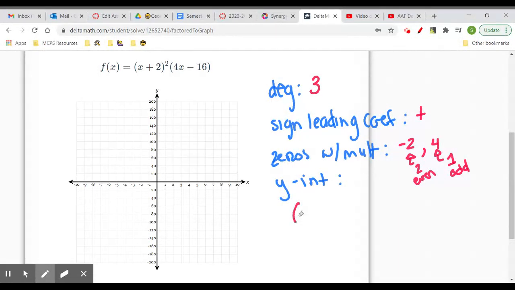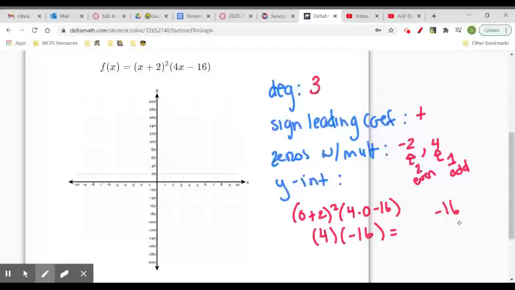The last thing I need to figure out is the y-intercept. So I'm going to go ahead and plug in 0. And so this is going to give me 4 times -16. So I know that I'm going to get a negative number. And what is that? -16 times 4. I get -64. I don't know why that took me so long. Sorry, guys. Yeah, 16 times 4 is definitely 64. So I know that that's going to be my y-intercept.